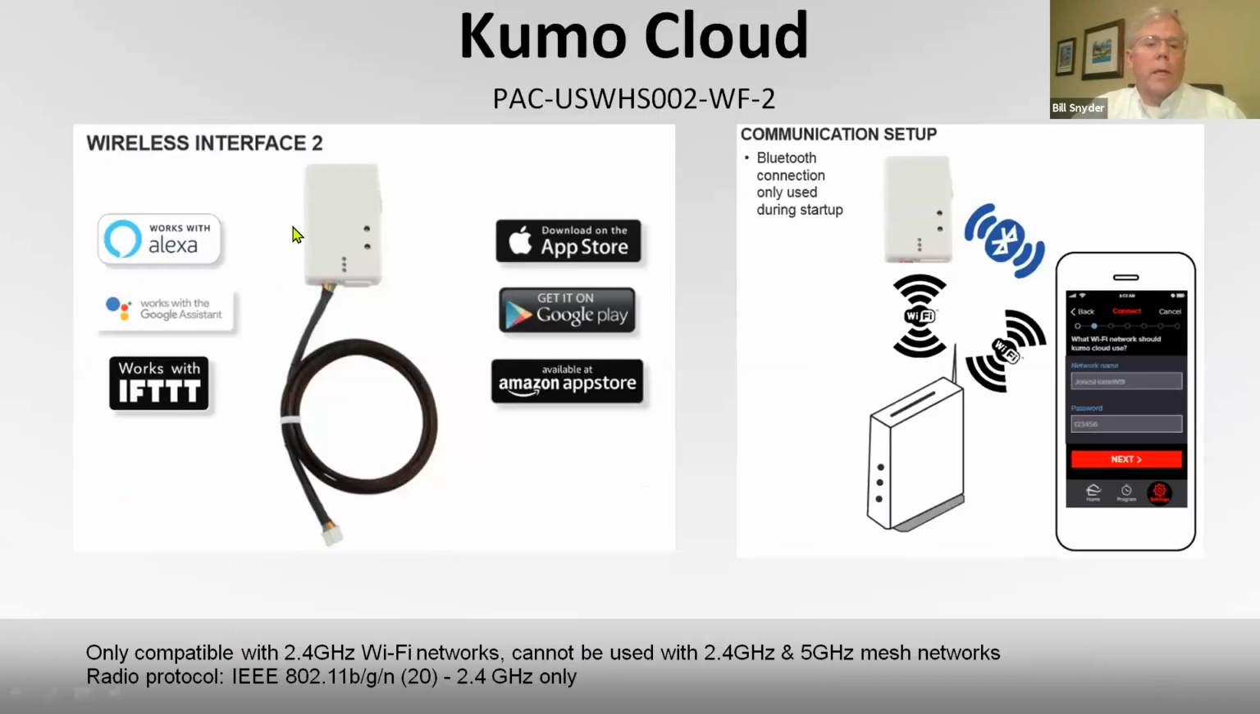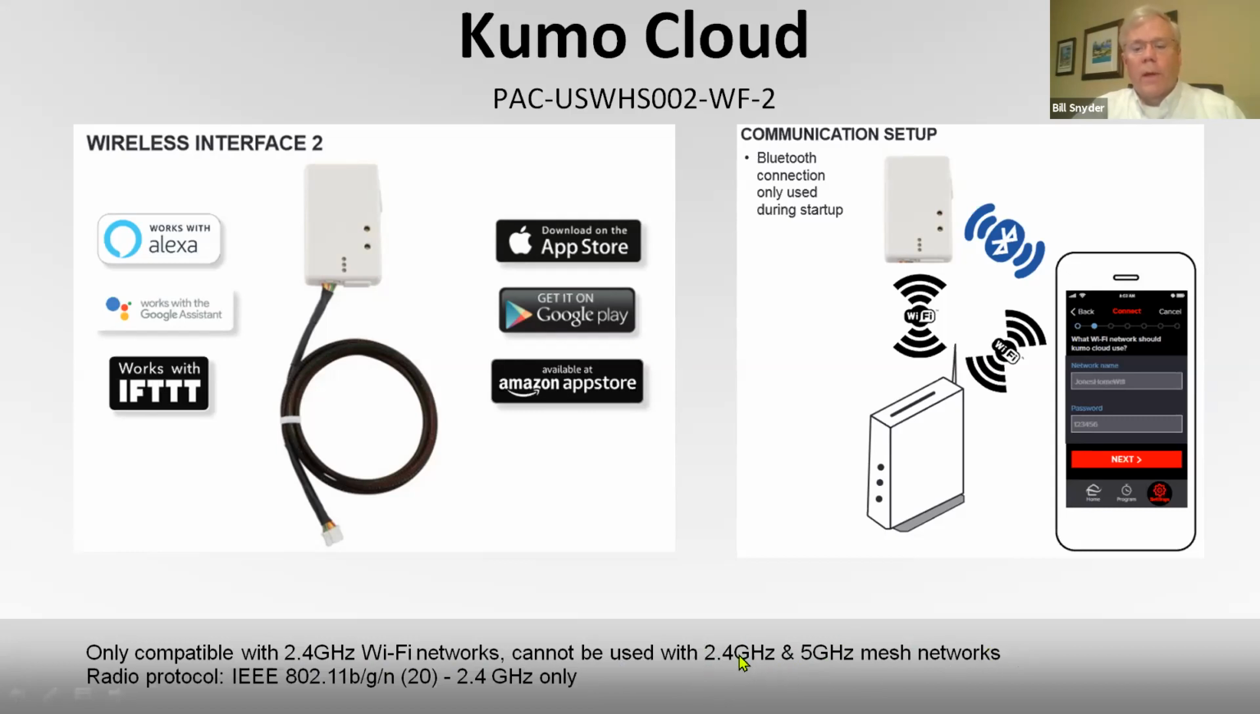This is the Kumo Cloud, which allows you to control your indoor equipment through an app. Kind of neat, somewhat easy to set up. It does require a 2.4 gigahertz Wi-Fi network. It can't be used with a 2.4 and 5 mesh network. There's a lot of those out there now, so you've got to be very careful.